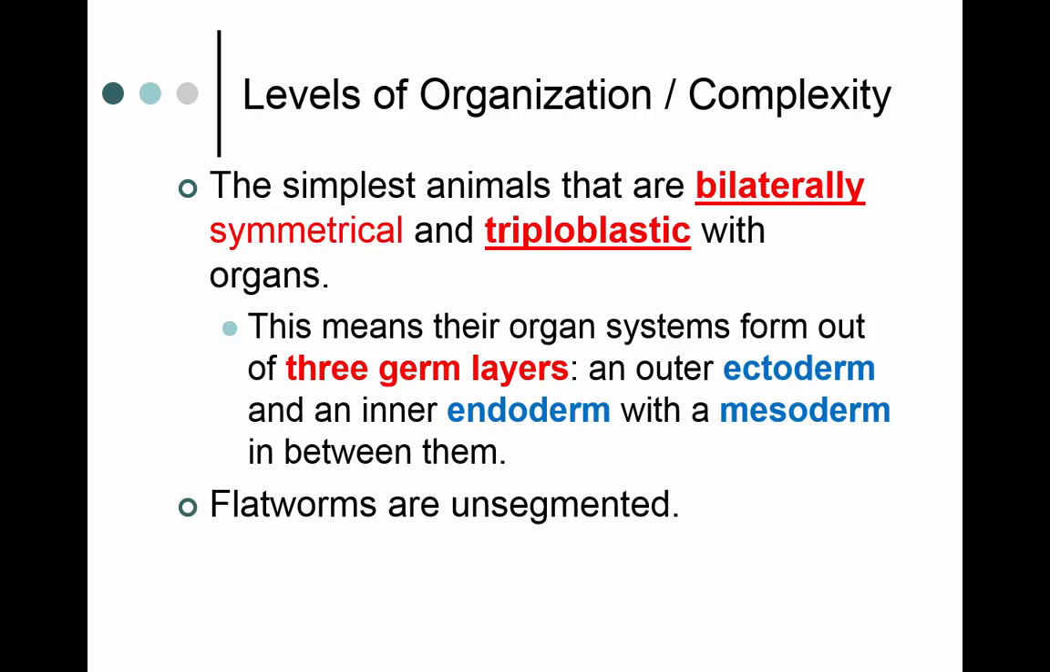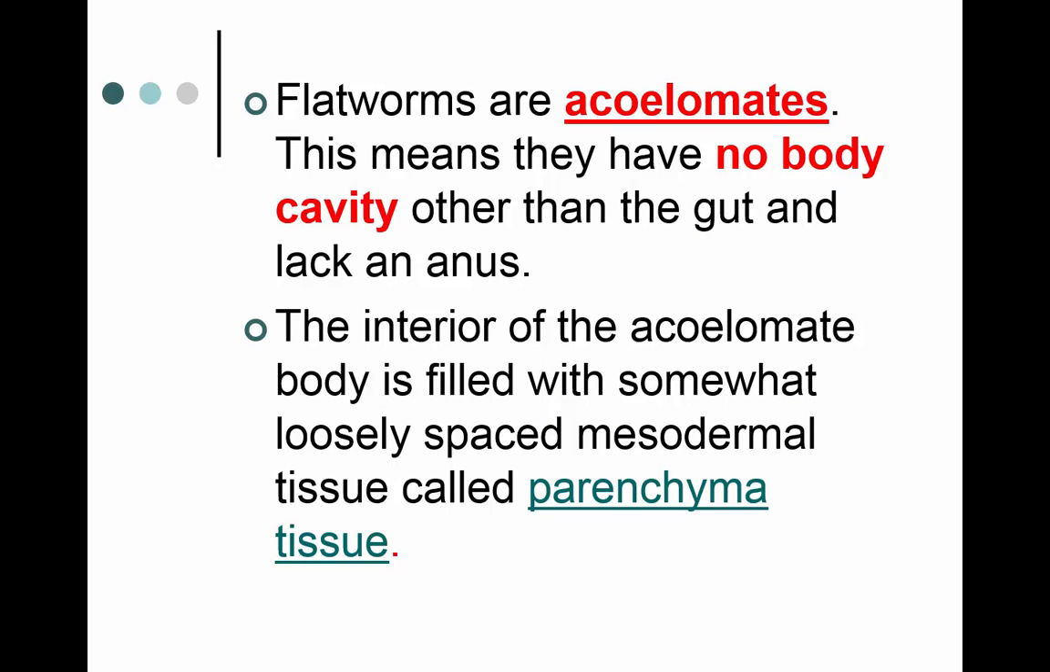They are bilaterally symmetrical, the simplest animals to be bilaterally symmetrical, and they have three germ layers, so they're triploblastic. They have an outer ectoderm, an inner endoderm, and then the mesoderm between them. They are unsegmented. As I said, they're acoelomates. That means they have no body cavity other than the gut, and they don't have an anus. The interior of the acoelomate body is filled with some mesodermal tissue that's very loosely spaced called parenchyma tissue.